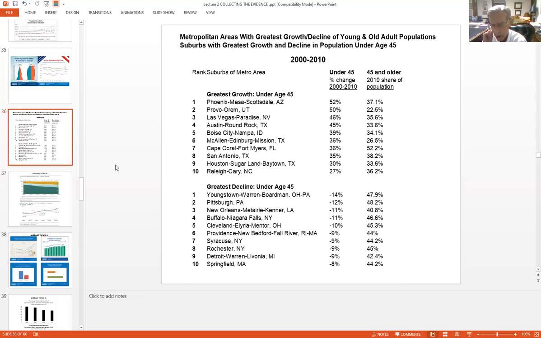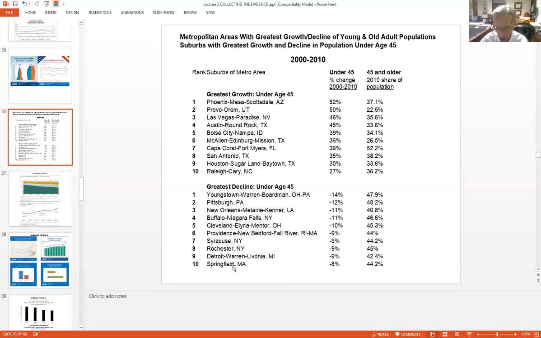Well, it wasn't made in 2010, but it measured the change of population during the decade of the 2000s. And you can see that the numbers of people under 45 grew pretty substantially in the Sun Belt. That's because there were more opportunities for employment. The number of folks 45 and older also grew, but did not grow generally as fast. A little exception is Cape Coral and Fort Myers, Florida. No surprise there, that's a retirement community. Now we go down to the bottom 10.